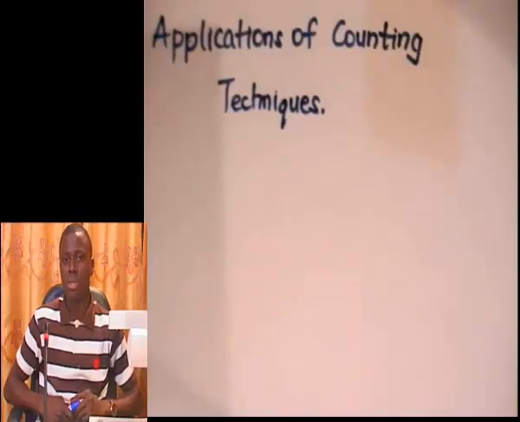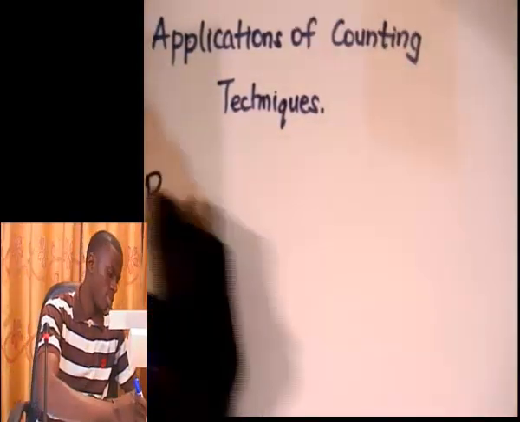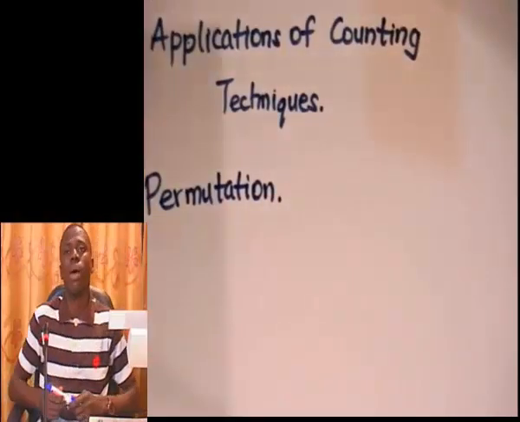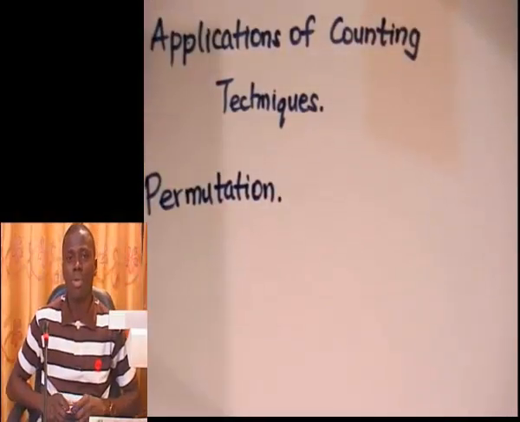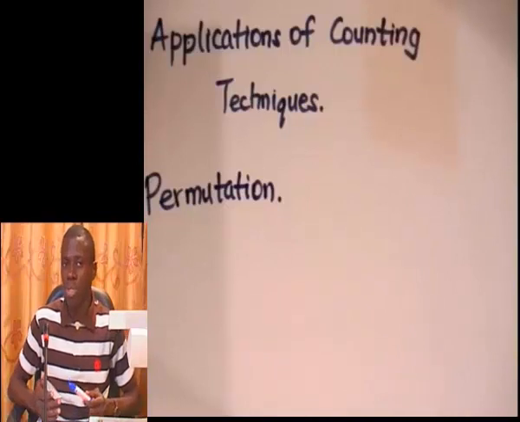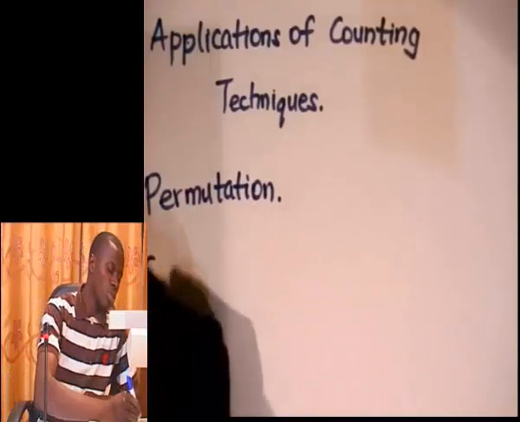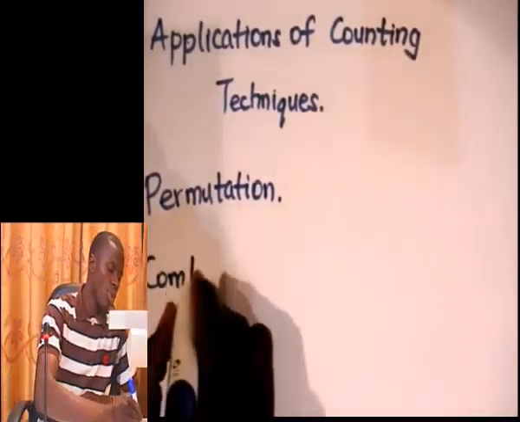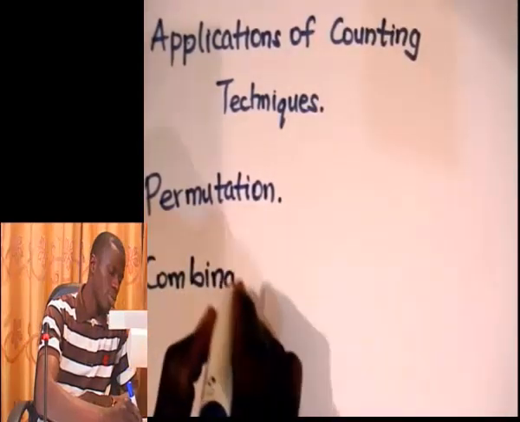In this tutorial we'll be looking at permutation and combinations. So what is permutation? By permutation we mean the number of ways of arranging n distinct objects. When we talk about arrangement, we talk about permutation, while when we talk about combination, we talk about selection.